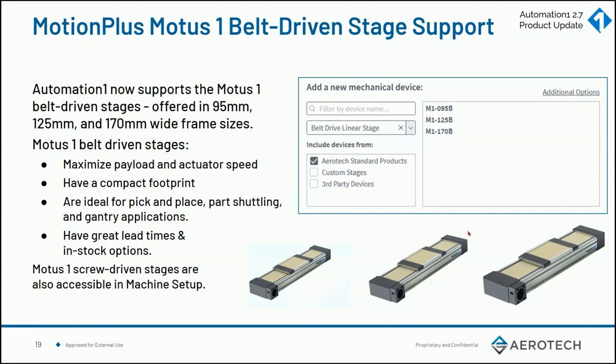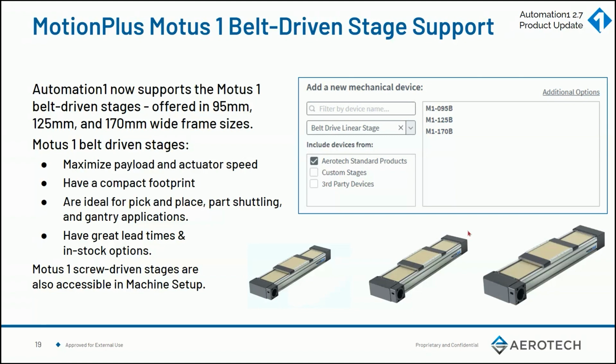The new stage they have recently released to the market is called Modus 1. It's available right now in a screw-driven version and a belt drive version with a pending linear motor version as well. Each version is offered in 95mm, 125mm, and 170mm wide frame sizes. You see those 3 images down in the bottom, left to right, 95, 125, and 170.